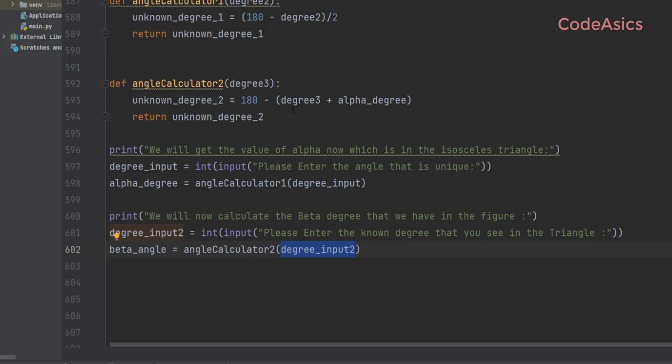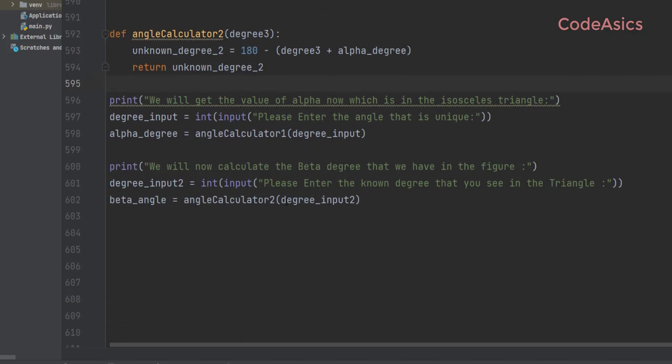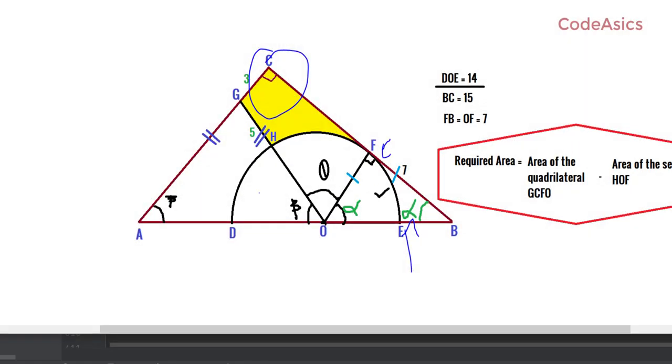and once you call this function, the parameter is substituted here, and the alpha degree which we have already calculated is utilized here. So these two values are summed up and subtracted from 180 to give us the beta value. The beta value is returned and stored in this variable. Okay, so let me go back to the picture. We have got beta, we have got alpha.